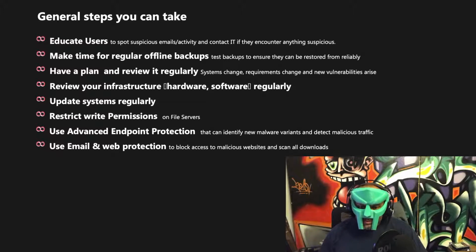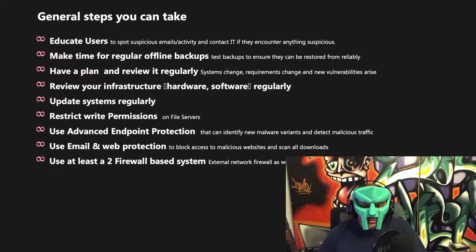Use email and web protection to block access to malicious websites and scan all downloads. That should be a primary rule for any end user: have an antivirus installed on your system that checks your mail, checks your downloads, your browser security, etc.